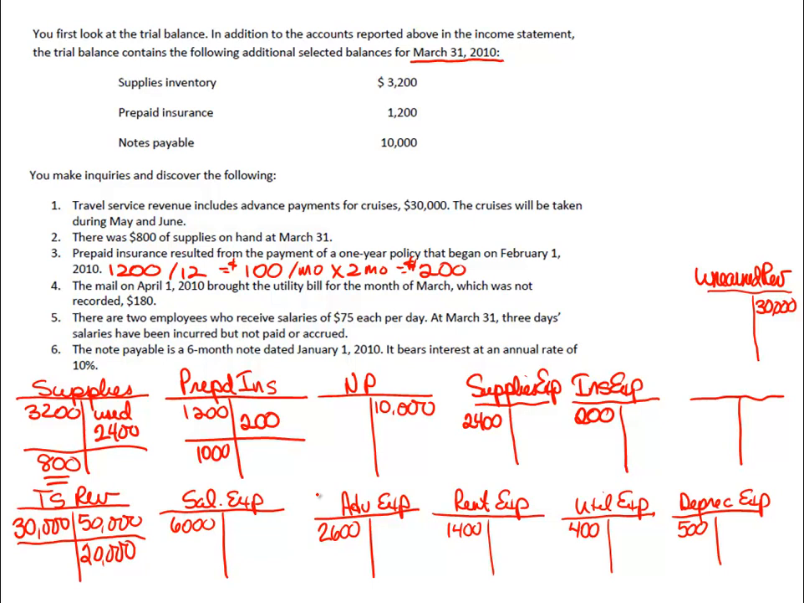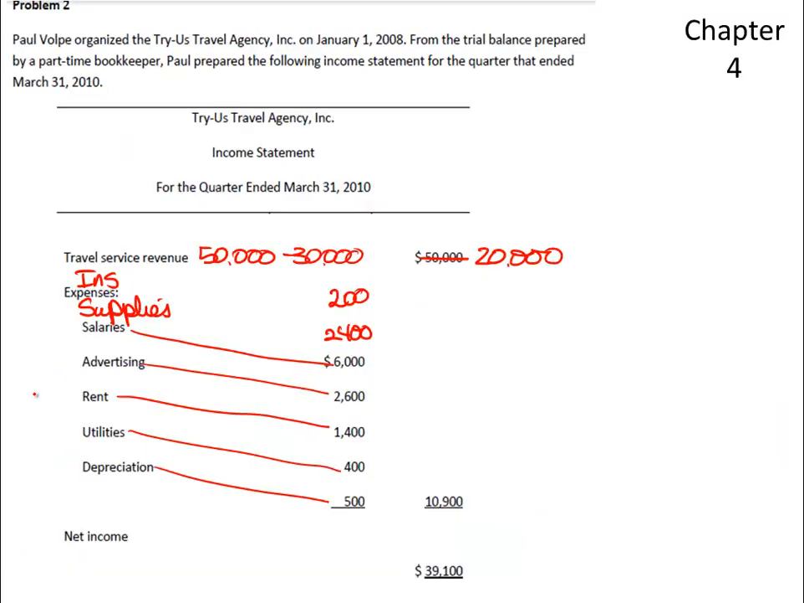Number 4, the mail on April 1st brought a utility bill for the month of March, which means we've used it or consumed it, but it has not yet been recorded. So we have right now an account called Utilities Expense for $400, and it really needs to be increased by $180. So we would debit utility expense and credit accounts payable $180 because we need to pay that bill. So notice utilities expense really should be $580, not $400. So utilities are $580.